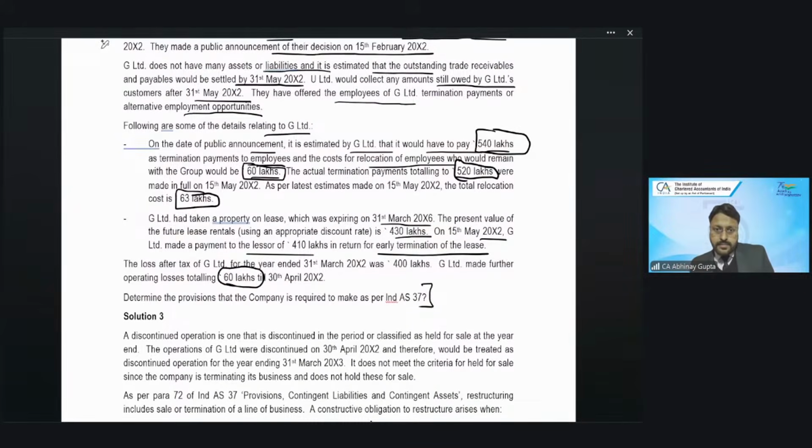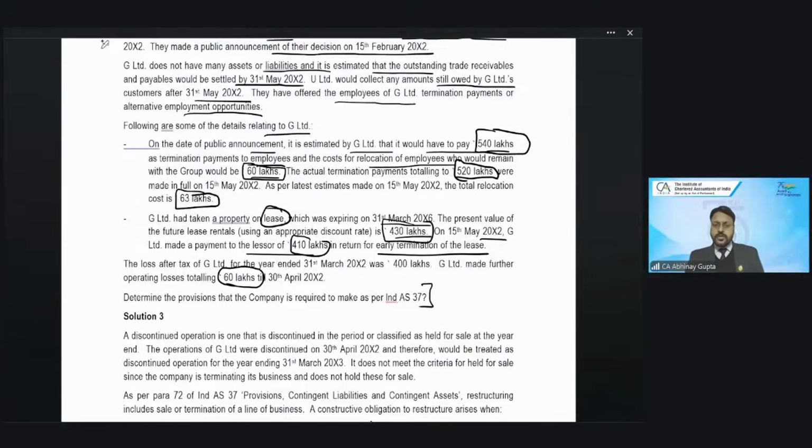Property on lease, which was expiring on 31st March 2006. The present value of the future lease rentals is estimated at 430 lakhs, but it is settled for 410 lakh payment to the lessor, right? So the estimate of the management was that they would eventually be paying up 430 lakhs to the lessor, but the lessor has accepted 410 lakhs for the early termination of the lease, right?